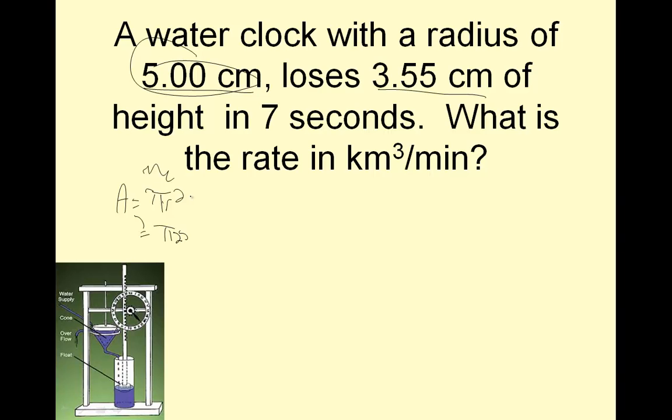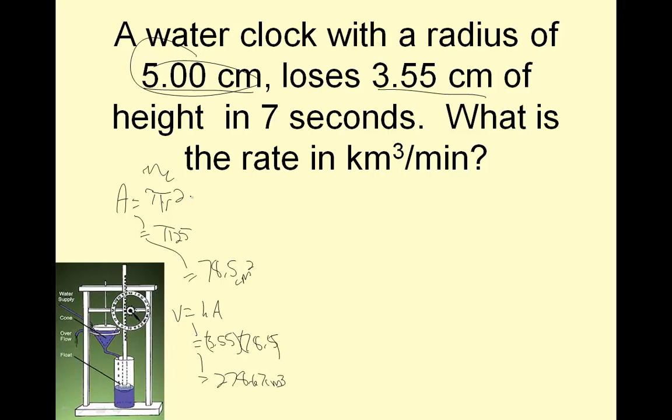pi times 25. Hey, look, I didn't show all my work. 25 times 3.14, 78.5 centimeters squared. And then the volume of it would be volume equals height times area. Ha ha ha! Oh, you'll get that later, Lauren, don't worry. So 3.55 times 78.5 is 278.67 centimeters cubed in 7 seconds.